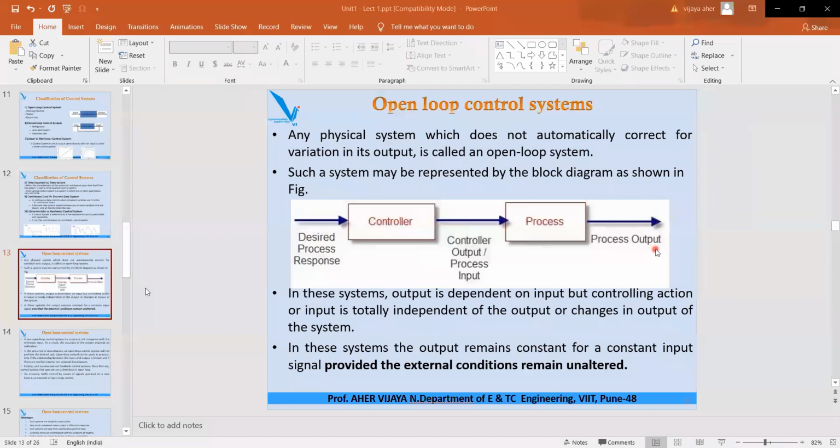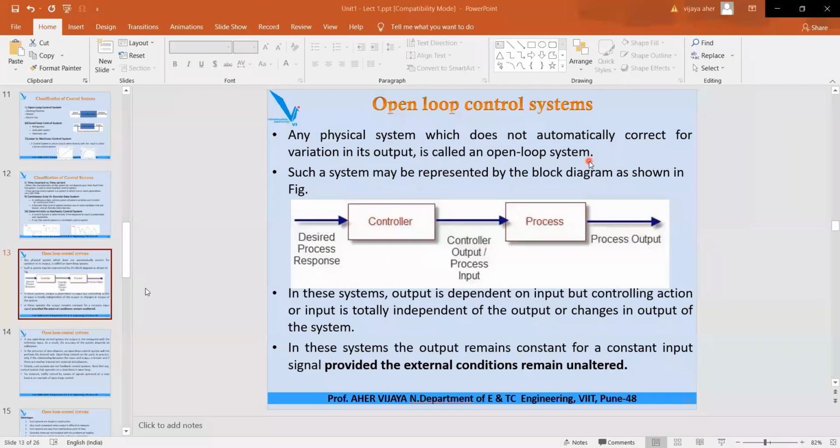So a question may be asked like this: draw the block diagram of open loop control system and explain its working. For this, I have given the detailed explanation, that is nothing but a ready answer for this question for your ready reference. So this open loop control system is a physical system which does not automatically correct variation in its output, and hence it is called an open loop system. There is no any feedback.